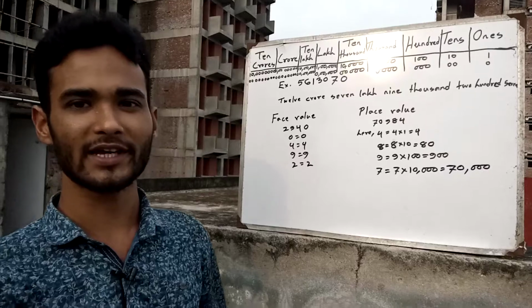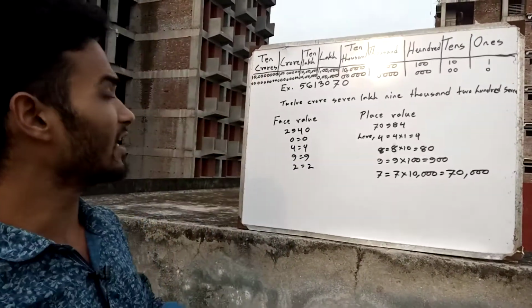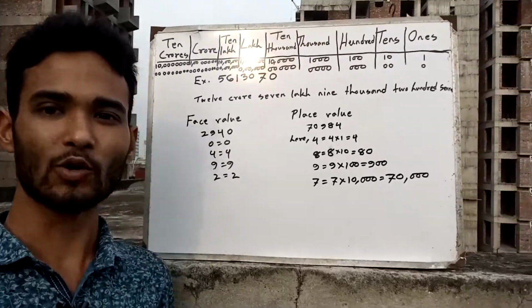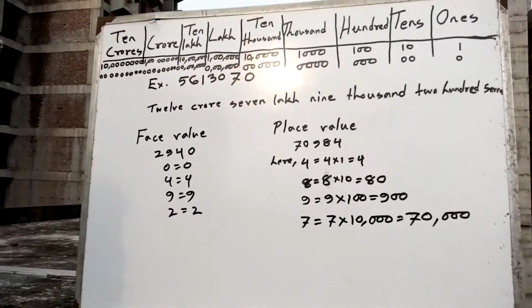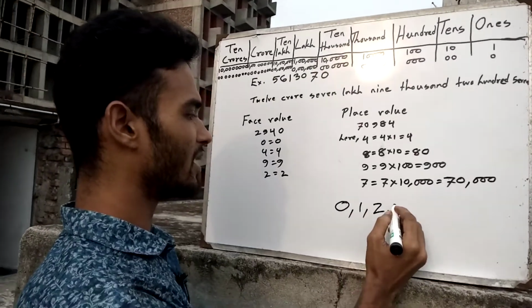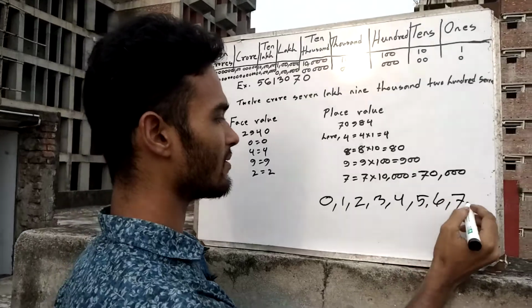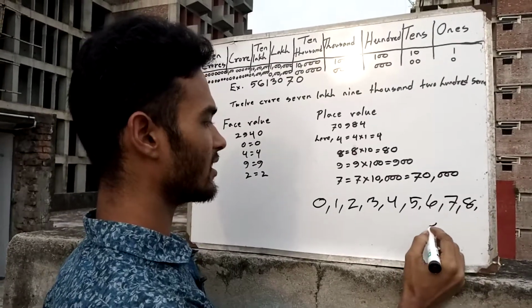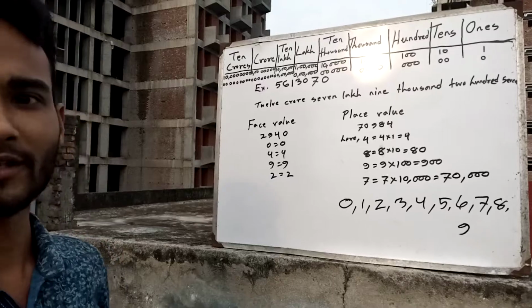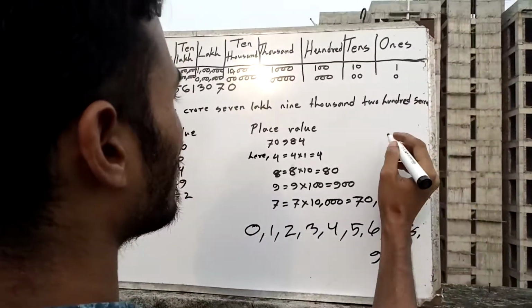Today I am here presenting a new class in mathematics. Our today's topic is number system. In the Hindu Arabic system, we have 10 digits starting from 0 and ending with 9: 0, 1, 2, 3, 4, 5, 6, 7, 8 and 9 are the 10 digits.